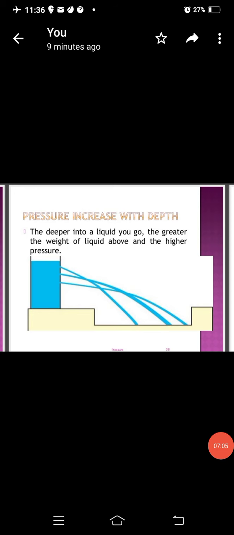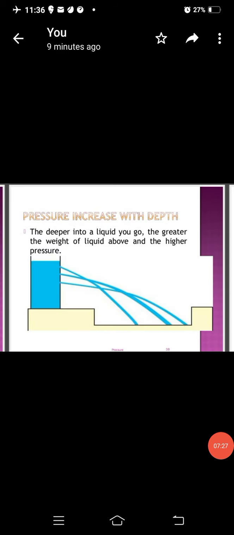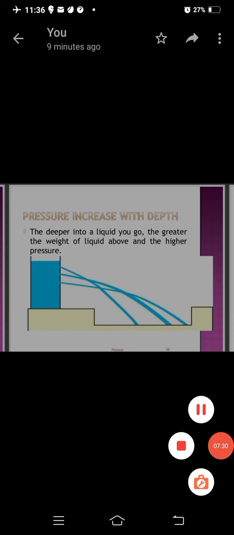In fact, the pressure also increases with depth. The deeper into a liquid you go, the greater the weight of the liquid above, and the higher the pressure. This is due to the upward force acting on the liquid, which is known as buoyancy. The upward force acting on the liquid is also known as the buoyant force.